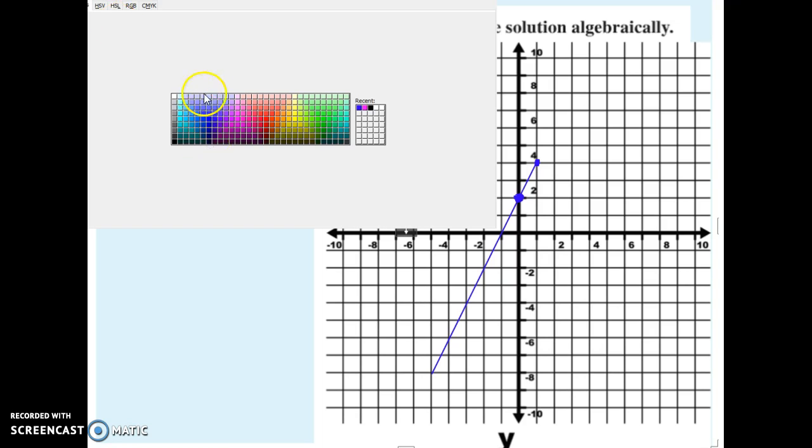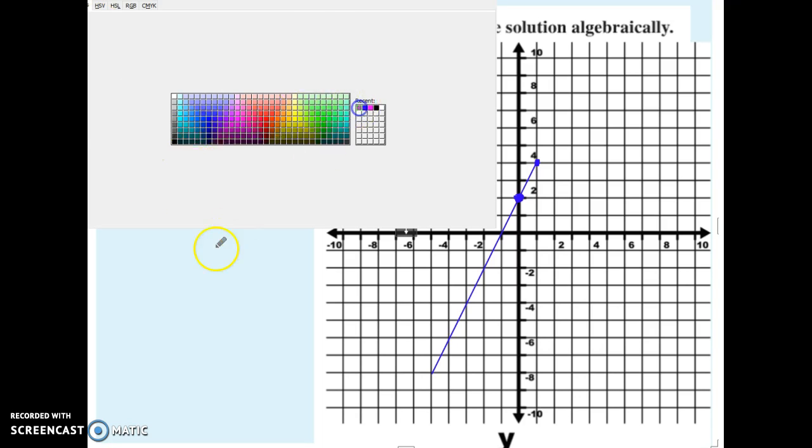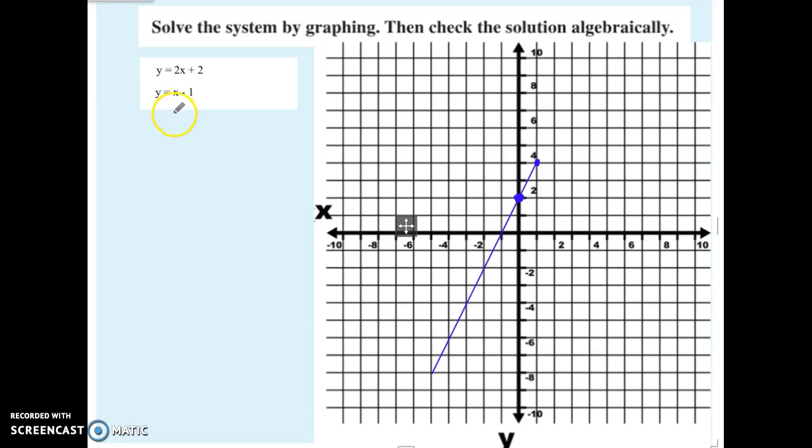Next, I'm going to change my color so you can see the different graphs. The next equation is y equals x minus 1. My y-intercept is at -1, so here's the origin, and -1 is right here. There's no number in front of the x, so I know that's a slope of 1. Think of it as 1 over 1 for your slope. Up 1 to the right 1 gets me to this ordered pair, that point. Now connect your two points.